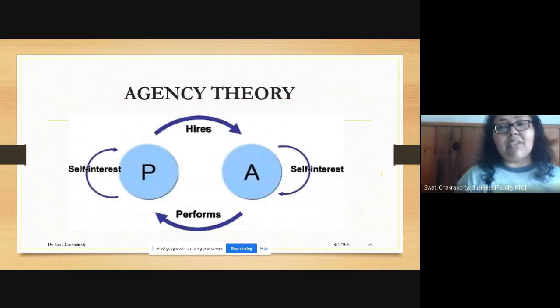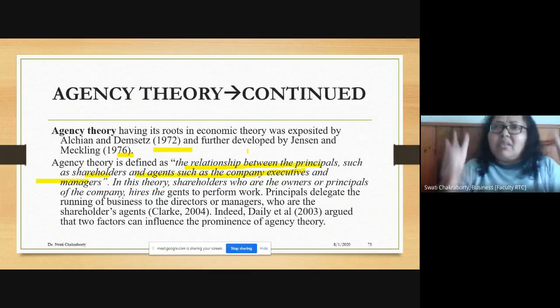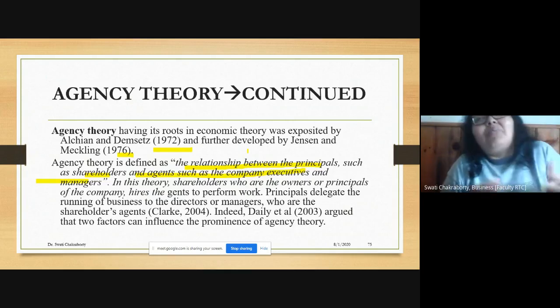First comes agency theory. Agency theory first came up in 1972 and was further developed in 1976. It talks about the relationship between the principals, who are the shareholders, and the agents, who are the company executives and managers. Principal means the main person. The main persons in an organization are the investors, the shareholders. Agents are those who work on behalf of someone else. So the company executives and the managers are working on behalf of the shareholders.